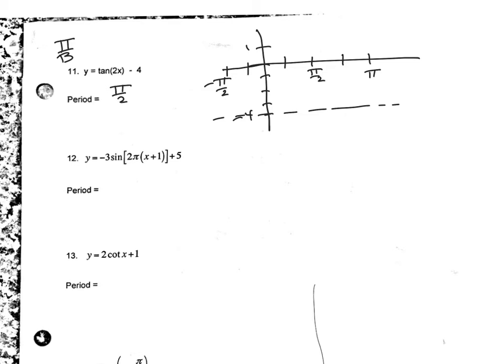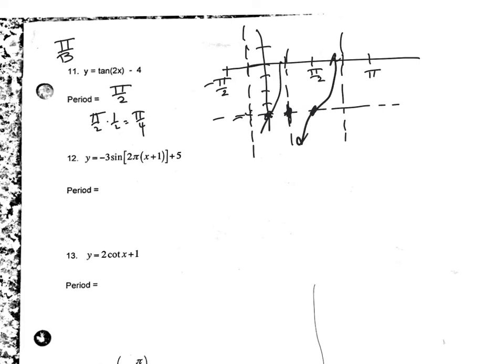When the period is pi over 2, you want half of it on the negative side, half of it on the positive side. So pi over 2 times 1/2 is pi over 4. So this graph will start at negative pi over 4. This is where the first asymptote is, right at negative pi over 4. Then you have a 0, asymptote, 0, oops, that's an asymptote, sorry, here's the 0, asymptote. This is tangent, and you just draw in the curve.